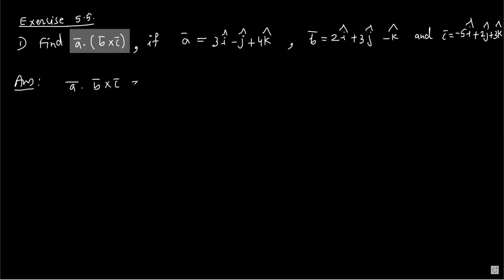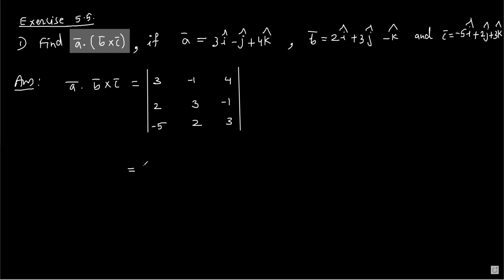It is equal to mod of, what is a bar? A bar is 3 i cap minus j cap plus 4 k cap. So you can write 3, minus 1, 4. B bar is 2, 3, minus 1. I will write the coefficients of i cap, j cap, k cap in the second row, as I wrote the coefficients of a bar in the first row. Then c bar is minus 5, 2 and 3. Now I will evaluate the determinant.